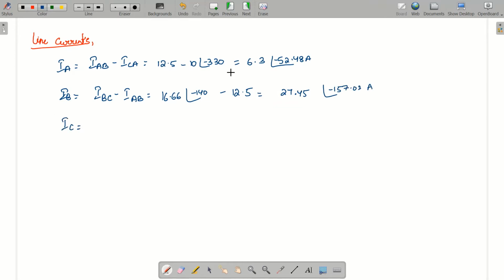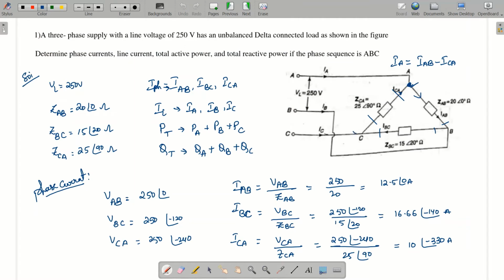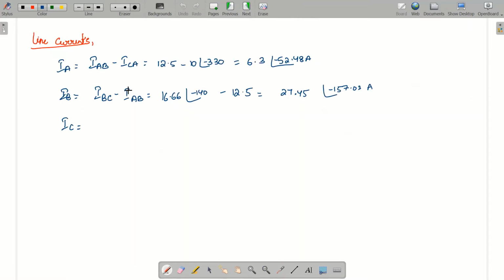Similarly, line current IC equals ICA minus IBC. ICA value is 10 at an angle of minus 330, minus IBC value 16.66 at an angle of minus 140. So you will get 26.57 at an angle of 36.25 amperes. So these are the line currents.